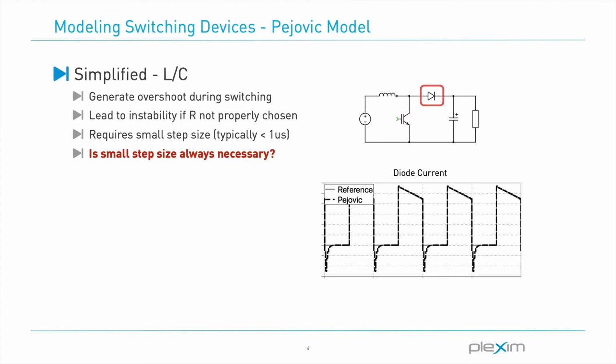And this can be seen here in this boost converter example, where at the switching instance, there is a certain transient that is not really given by any physical behavior of the switch, but that is just occurring because of this virtual snubber circuit that's needed. Now, because of this artificial transient, we also need a fairly small step size in simulation.